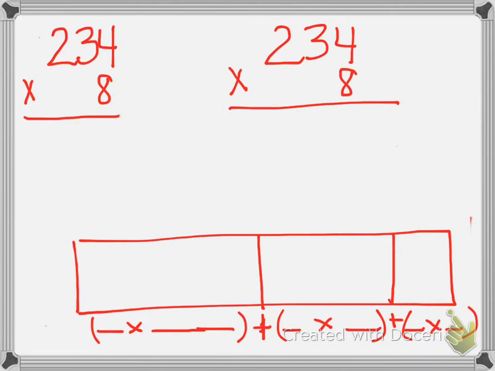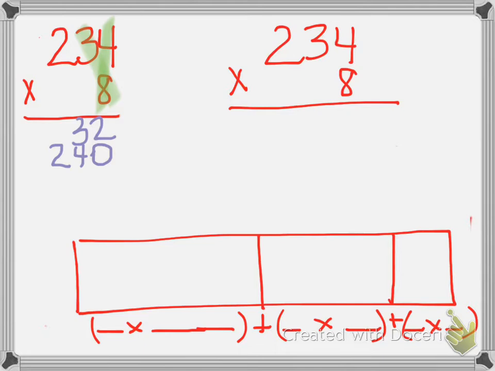So first things first, I want to do the partial products. So I'm going to start here in the upper left corner. Partial products. I know that I need to multiply 8 times 4 ones. Well, 8 times 4 ones is 32 ones, or 3 tens, 2 ones. I know I then need to multiply 8 times 3 tens. 8 times 3 tens is 24 tens, or 240. There's my 24, placeholder in the tens place, placeholder in the ones place, 240.